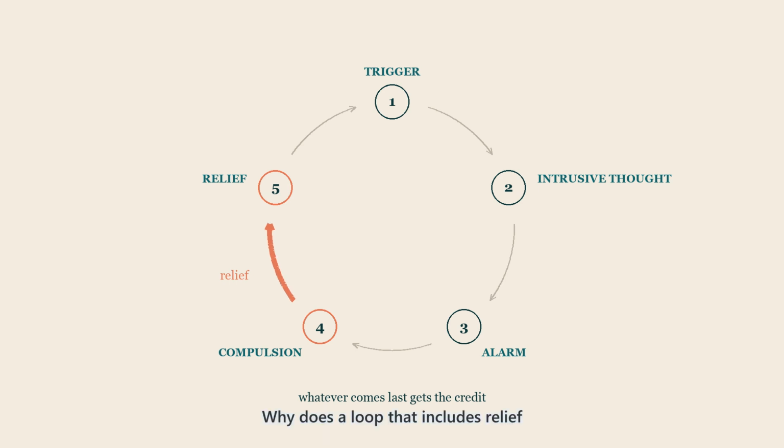Now the mechanism. Why does a loop that includes relief get tighter rather than looser? 3 things are happening, and in the ERP account all 3 sit on that 4th to 5th step.